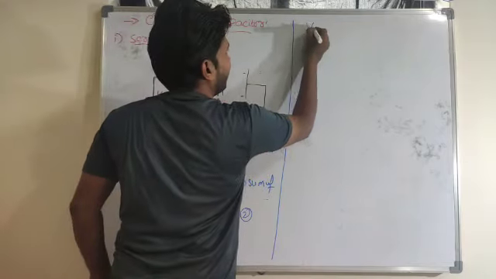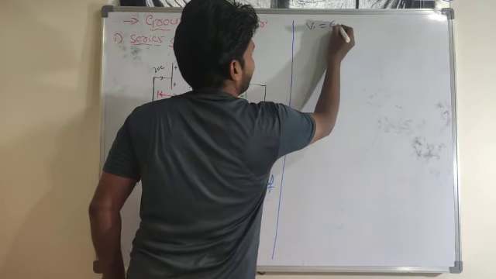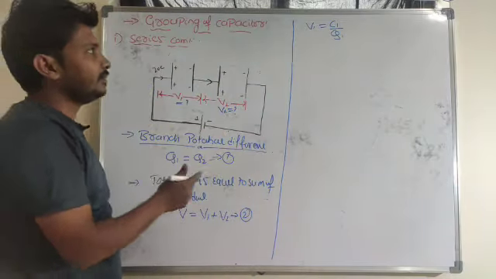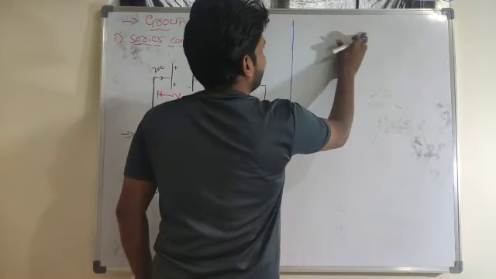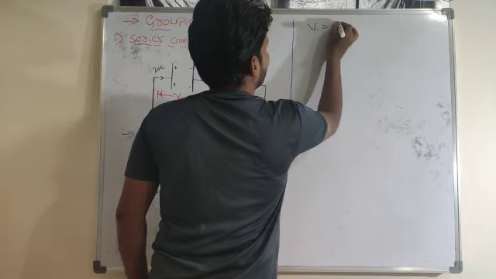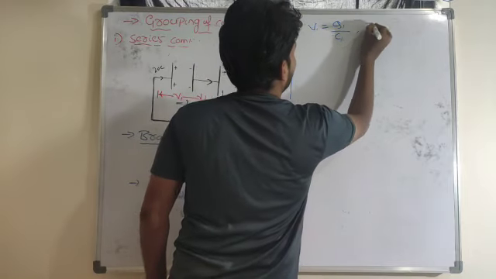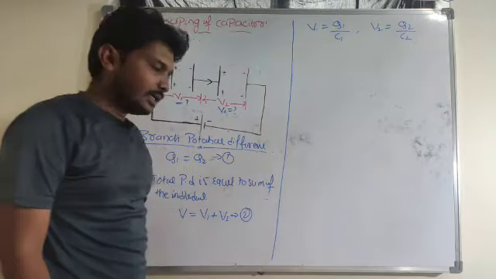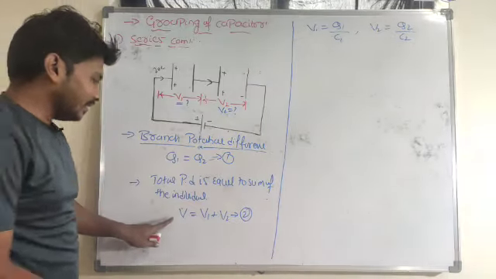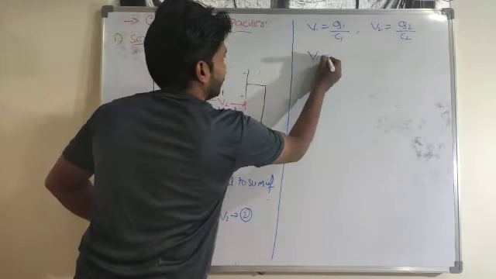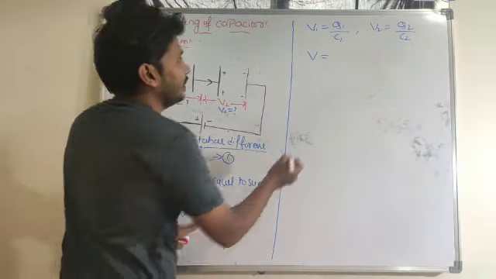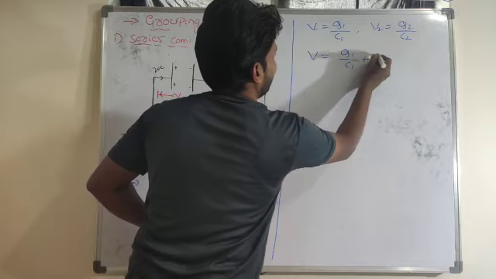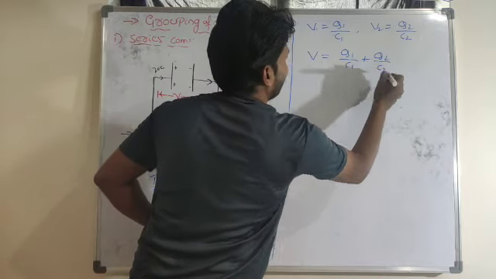So V1, shall I take this as V1 is equal to Q1 by C1 here. Sorry. So V1 is equal to Q1 by C1 and V2 is equal to Q2 divided by C2. Then equation 2 I will rearrange here. So V is equal to V1 plus V2, which is Q1 by C1 plus Q2 divided by C2 here.